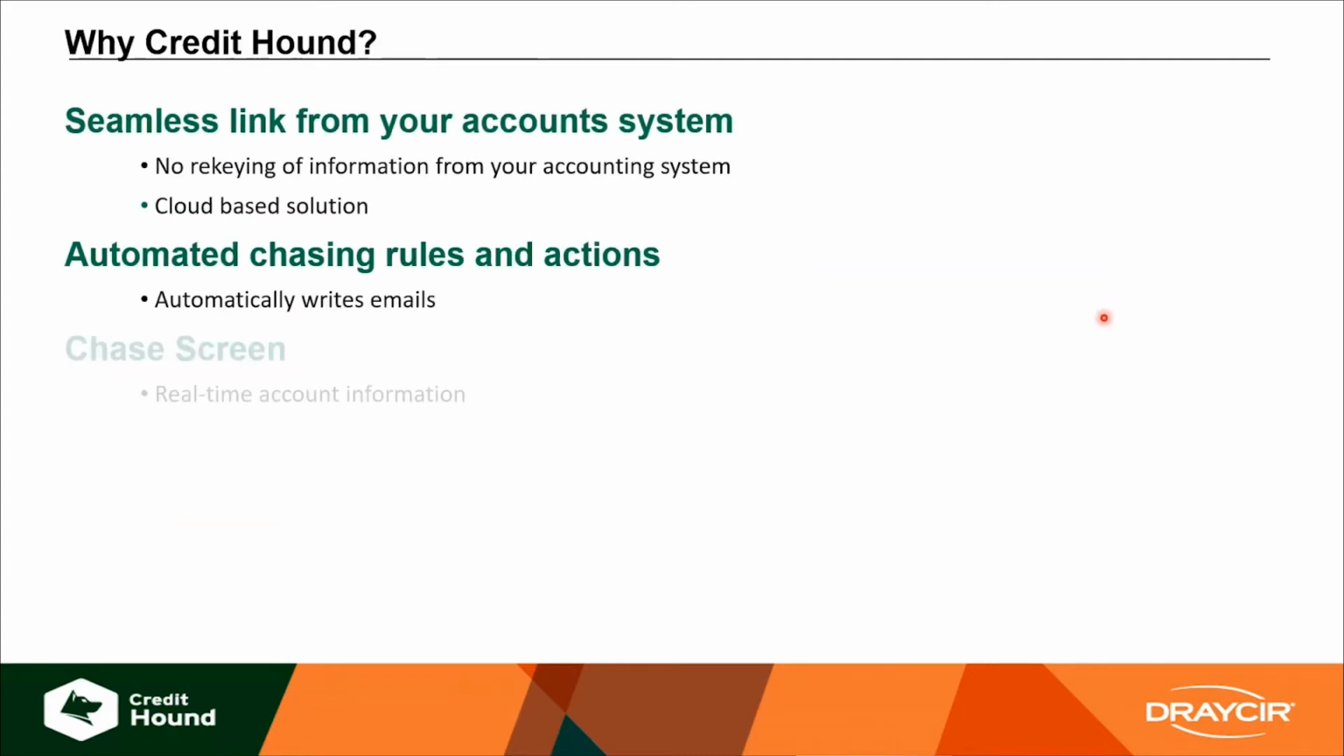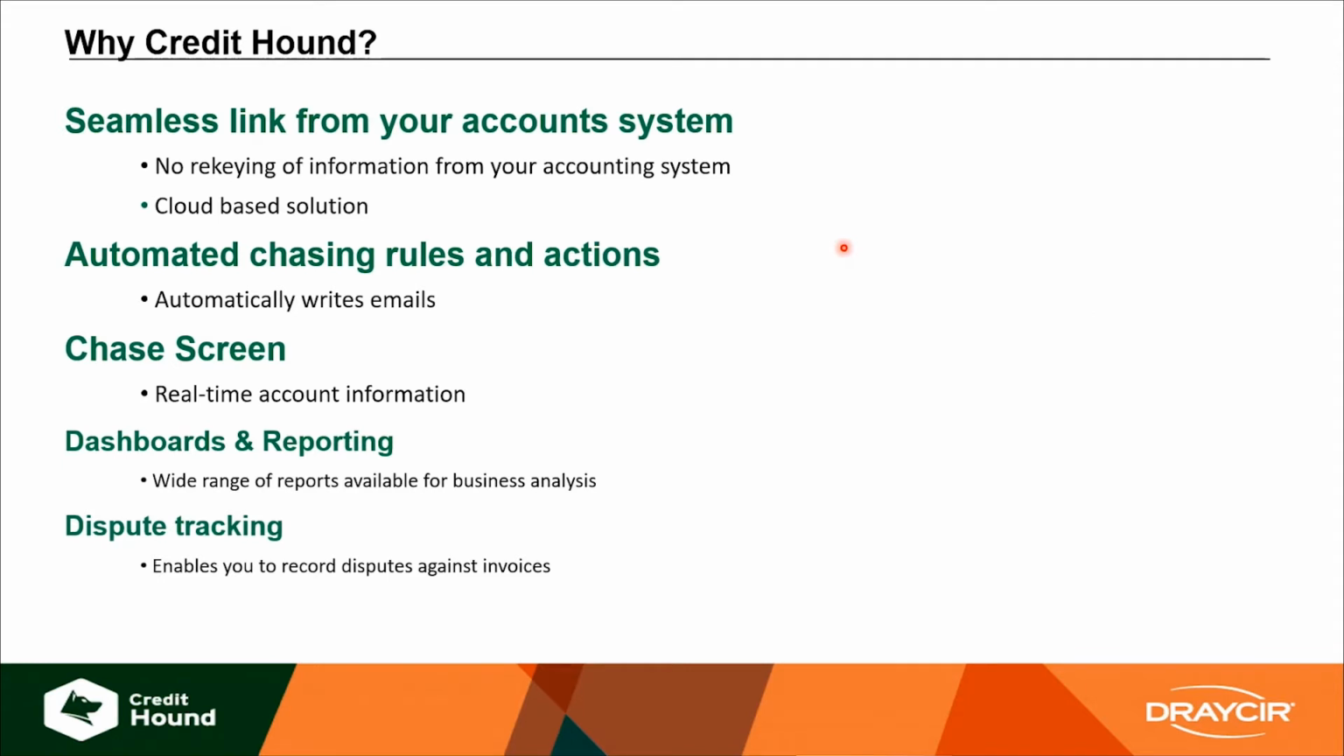So why Credit Hound Cloud? These are the basic functions that we find people want the most. So you've obviously got this seamless link to your account system, so no need to rekey accounting information, and it's a cloud-based solution. The link between Sage 200 and Credit Hound Cloud is mainly a one-way system. So data will be pulled into Credit Hound, but you won't be able to change that data and have it sync back into Sage 200. So you won't be able to create new accounts or anything like that. The only thing that will sync back into Sage 200 via Credit Hound Cloud is if you want to put an account on stop via Credit Hound Cloud.